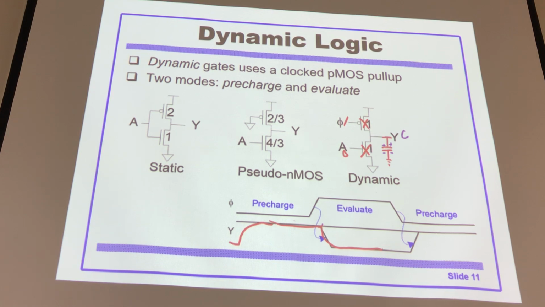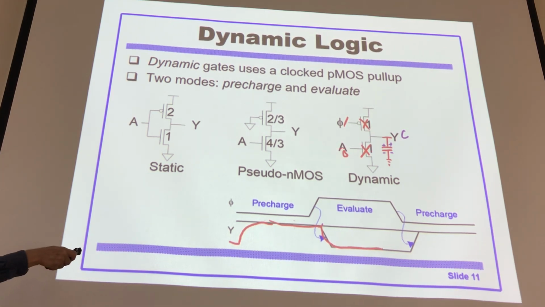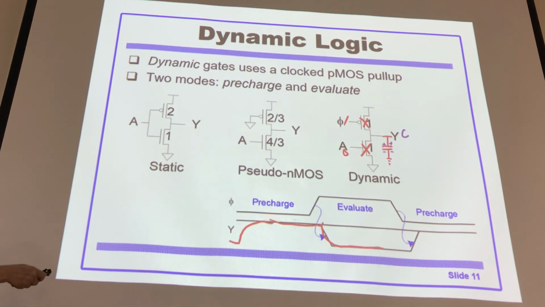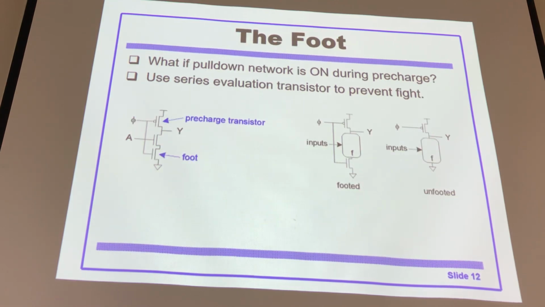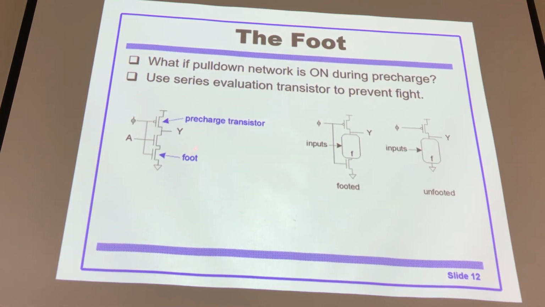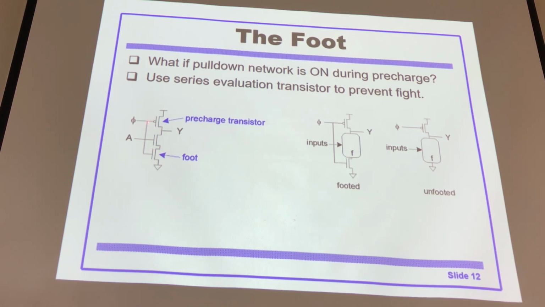Okay, now we are worried about the NMOS transistor during the pre-charge phase. So a modified circuit should look like this. There's a foot NMOS transistor at the bottom. The clock signal, put it like that. That will solve the problem. Why?